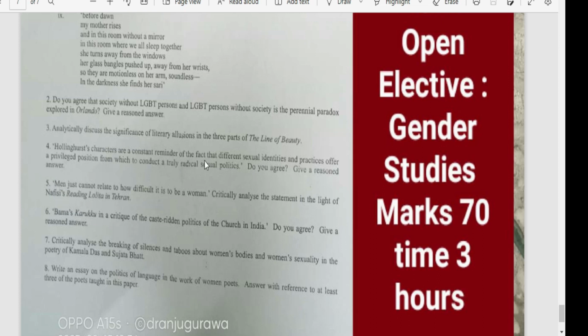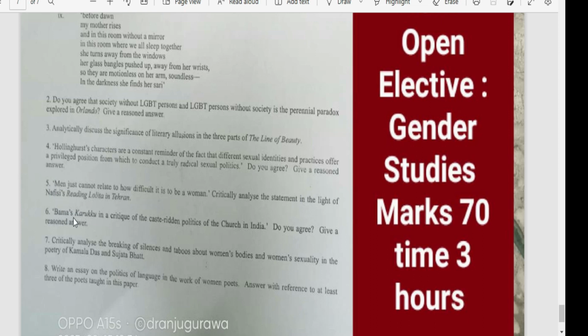Analytically discuss the significance of literary allusion in the three parts of The Line of Beauty. Hollinghurst's characters are a constant reminder of the fact that different sexual identities and practices offer a privileged position from which to conduct a truly radical sexual politics. Do you agree? Give a reasoned answer.